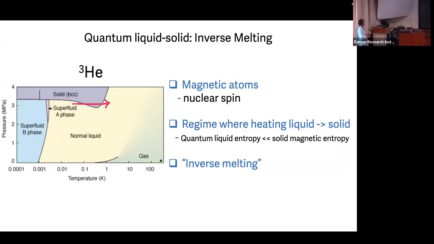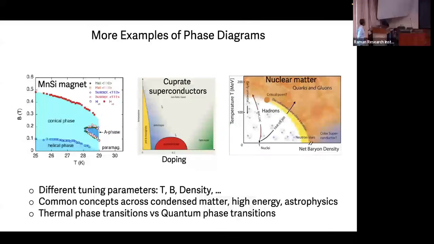Right? So the normal liquid, in fact, you can get what's called inverse melting, where you heat and you crystallize the system. And that's perfectly reasonable. It's kind of rare, but happens. So here are more examples.